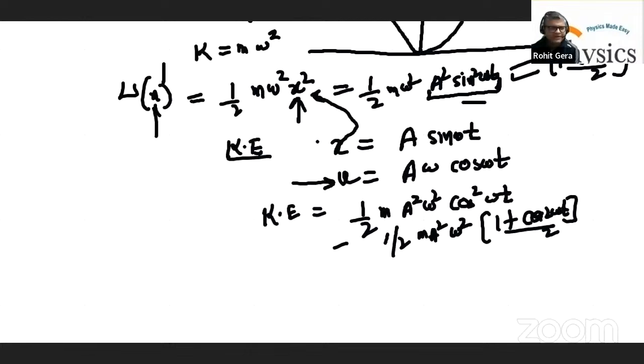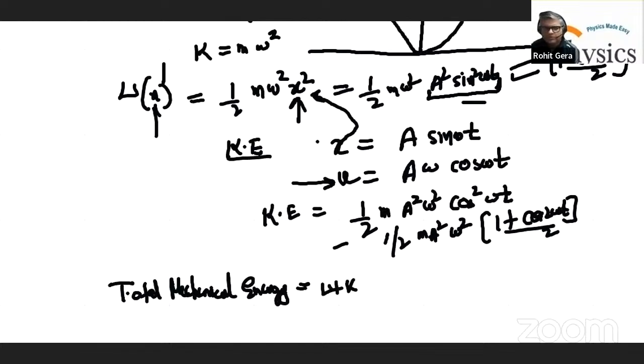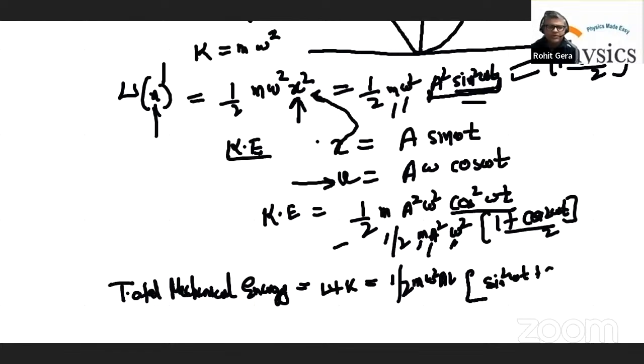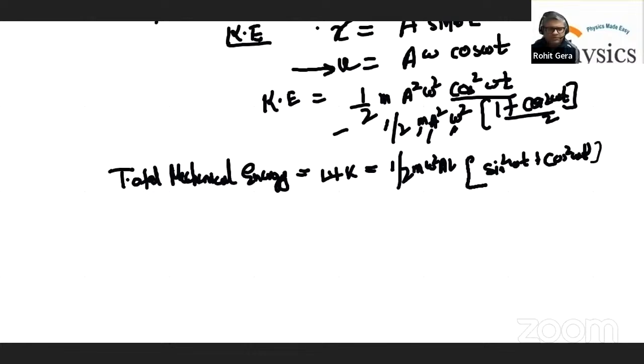So the total mechanical energy is equal to u plus k is equal to half m omega square a square, and you can add these two, ये था sin square omega t, ये था cos square omega t, sin square omega t plus cos square omega t, and I can write this as equal to 1, and this is equal to half m omega square a square.